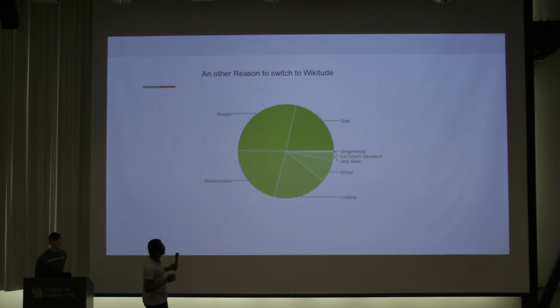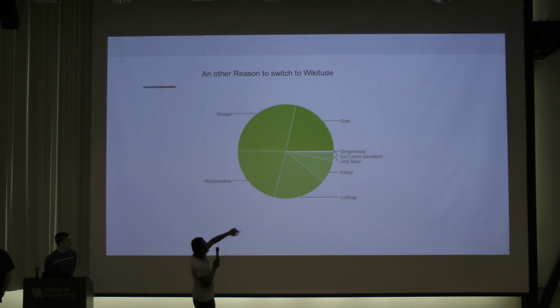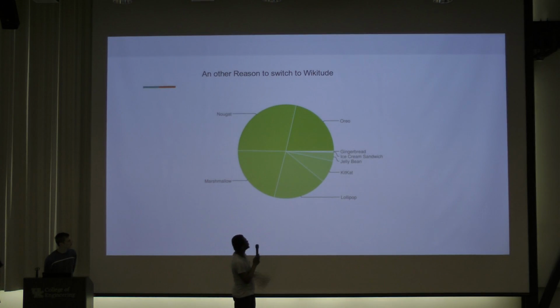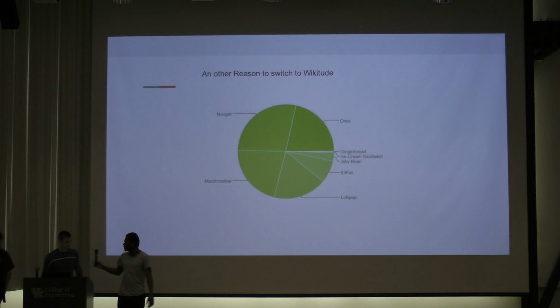If we used ARCore, we would only have been able to cover Oreo and Nougat, and using Wikitude, we go from Oreo to Lollipop. So that's 88% of the devices in the market.